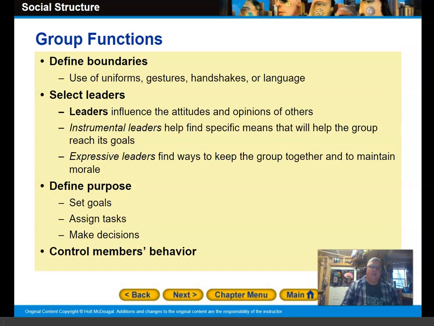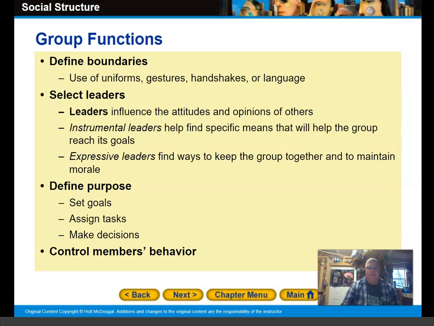Group functions. They define boundaries. They use uniforms, gestures, handshakes, or language to identify the boundaries. They select leaders. Leaders influence the attitudes and opinions of others within the group. Instrumental leaders help find specific means that will help the group reach its goals. Expressive leaders find ways to keep the group together and maintain morale.